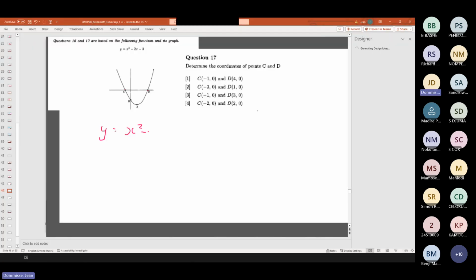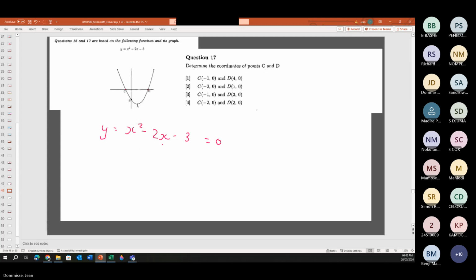Okay, so to work out those coordinates, we basically need to factorize this formula because we know that those two values will be where y is equal to 0. So to get to that, we will need to factorize. We could also have used, what is this formula? Plus minus b, sorry, not plus minus b.